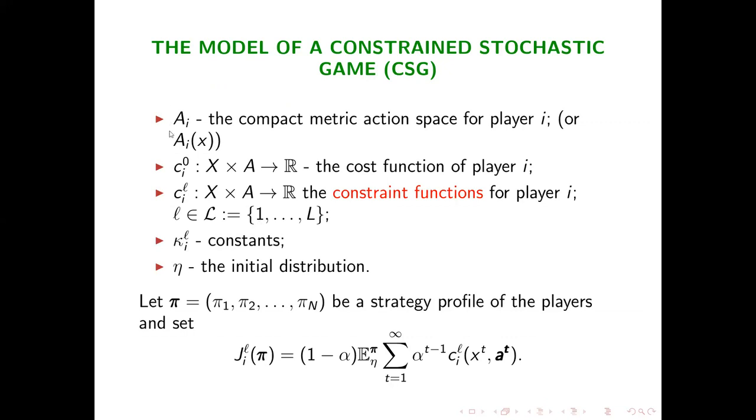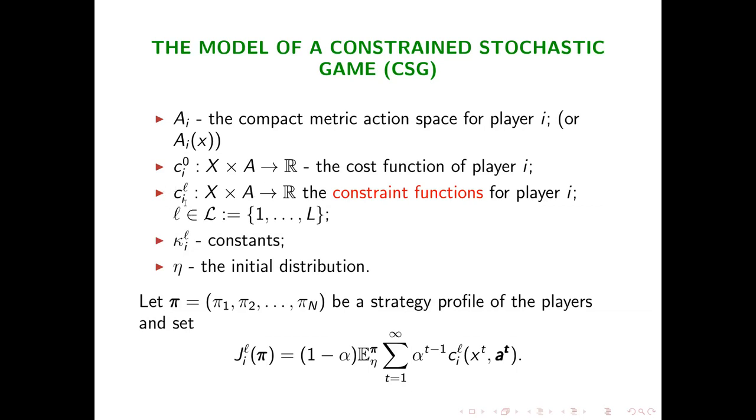space. So we have the model similar to the model considered by Feinberg-Gaiu. So we have A_i, the compact metric action space for player i. It also can depend on x, but I just skip it here for convenience, not to write x. We have c_i^0. This is the cost function for player i. This cost function plays the same role as c_i in the previous model.